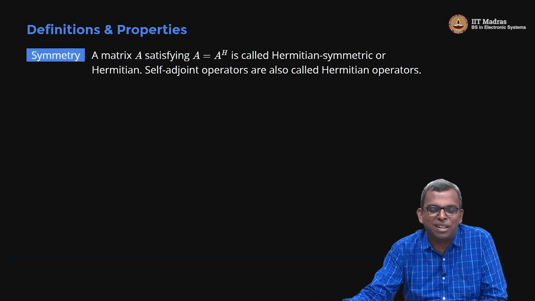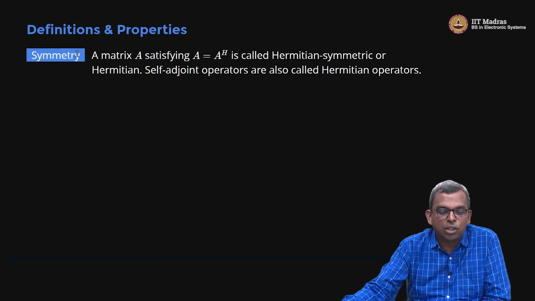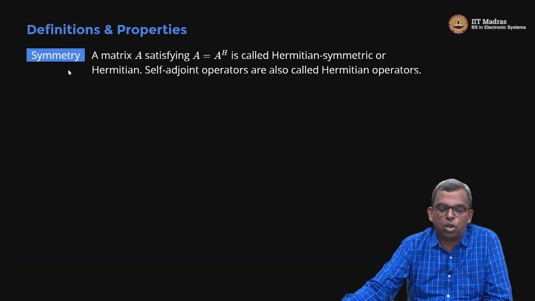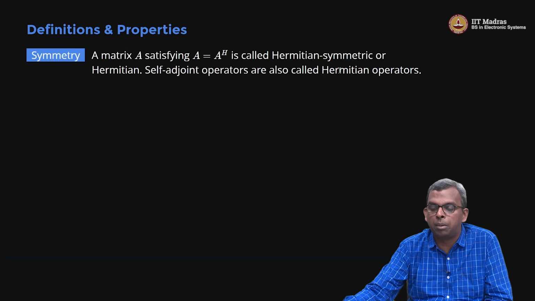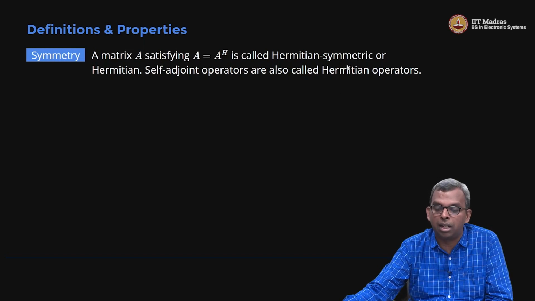So I'll define these definitions and properties more clearly. First of all, these self-adjoint operators have symmetry in the matrix structure. We saw that already. A matrix A satisfying A equals A Hermitian is called Hermitian symmetric or Hermitian. Self-adjoint operators are also called Hermitian operators. This is a common term in physics, particularly; people call it Hermitian. So that comes because of this Hermitian symmetry. A equals A Hermitian, right?